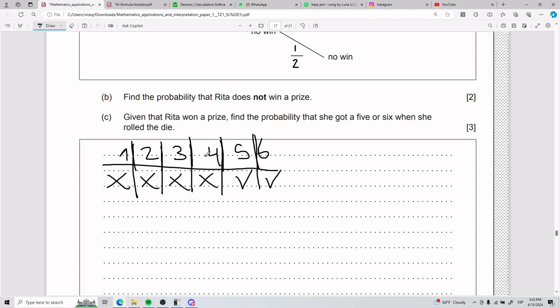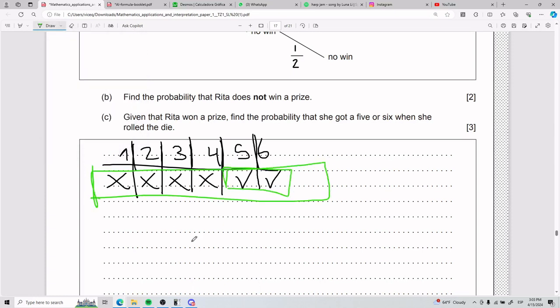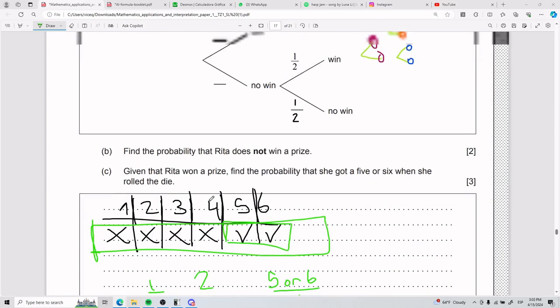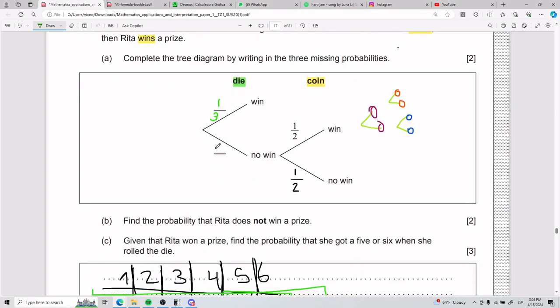What's the probability she wins? Well, it is 2 over my total. So it's going to be 2 over 6. You can think about it this way. It's 5 or 6 divided by your total. So 2 over 6 is the same as 1 over 3. So that was perhaps a longer explanation, but the point is, for winning in the die, it's going to be 1 over 3. And so for winning is 1 over 3. For no win, it's going to be 2 over 3, because that is what adds up to 1.